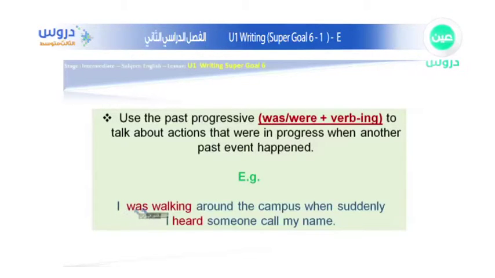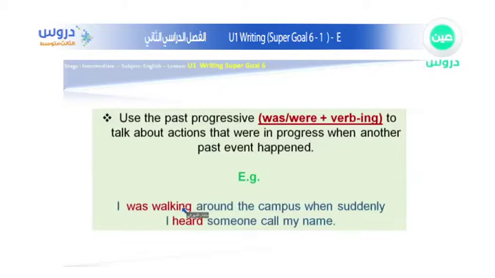For example, I was walking around the campus. I was walking around the campus when suddenly I heard, this is the past, I heard someone call my name. So, I have two actions. I heard someone call my name when I was walking at the same time. Is it okay for you? Is it clear?